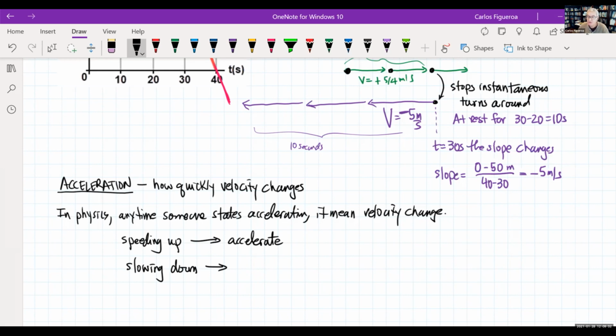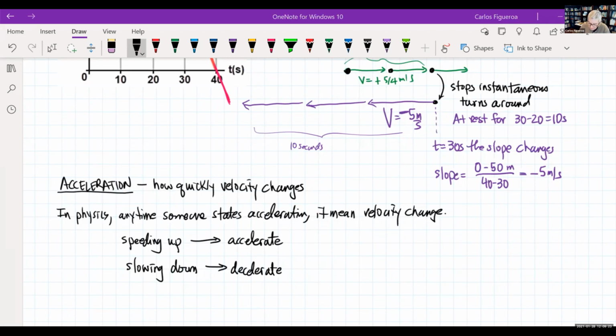Acceleration is a general definition. Everyday language is not the same as physics language. And so what you're going to find here is that in everyday language, they say decelerate, but in physics, that's not the way it is. So right away, there's going to be a problem.